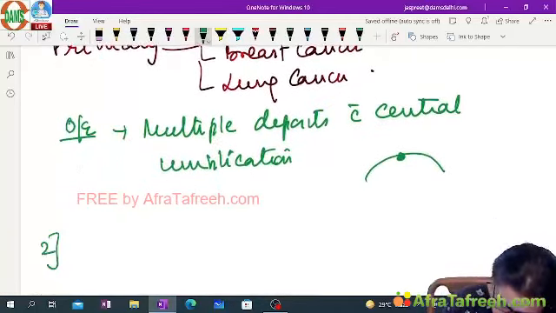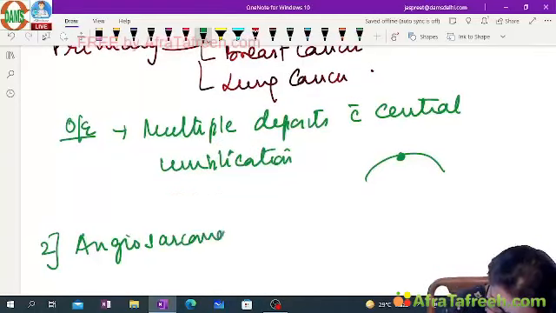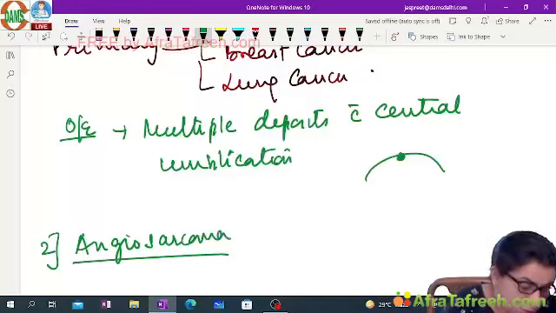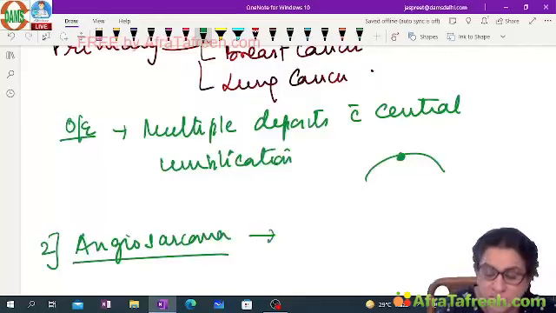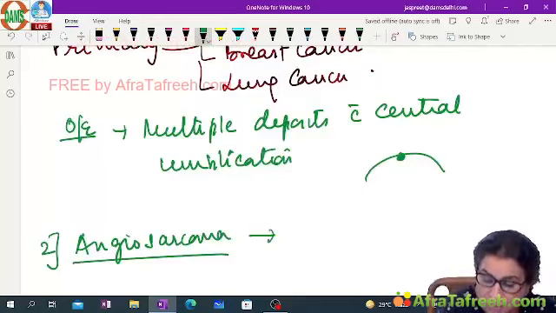Second liver tumor is angiosarcoma. Then after that we will see hepatocellular carcinoma. Angiosarcoma is a malignant tumor that arises from blood vessels, from endothelial cells of blood vessels.